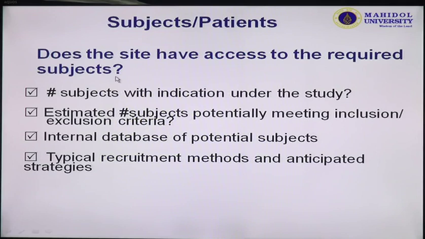Now, does the site have access to the required subjects? That's what I mentioned, the inclusion and exclusion criteria. So estimate subject potential against the inclusion or exclusion criteria using the internal database. Hospital records are an internal database. So you need to check whether the internal database fulfills the GCP criteria. It usually does not. There is none in Thailand that fulfills the requirement, like an ECL. So you need to print that out at that time.